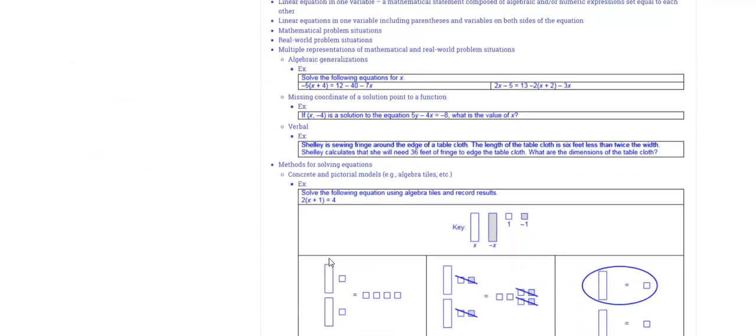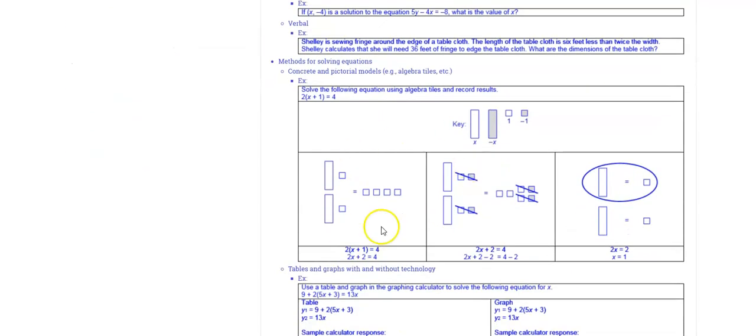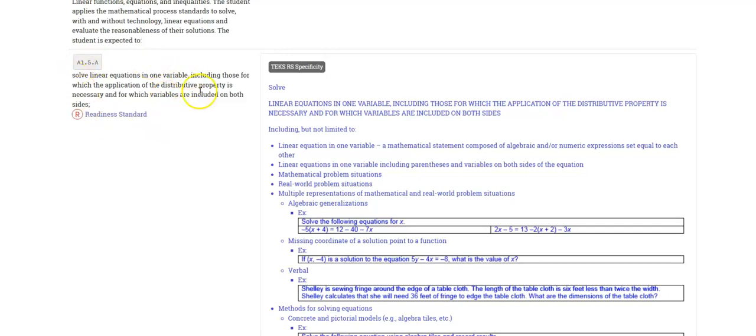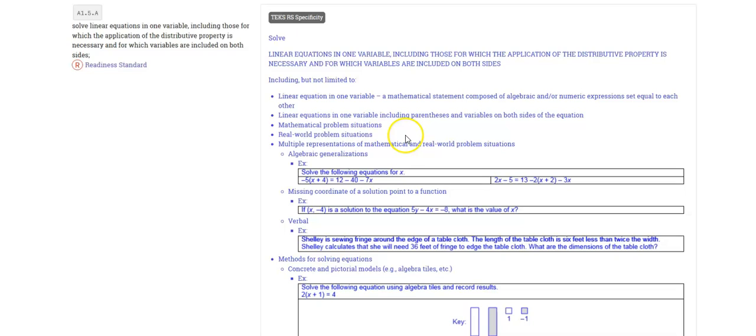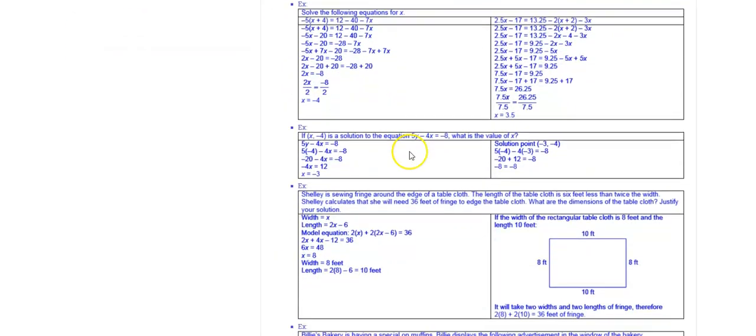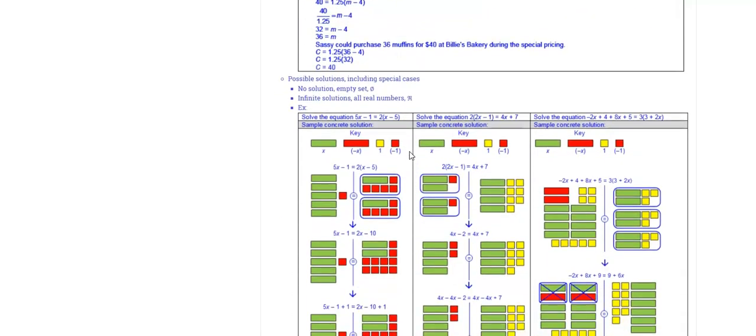But if you scroll down, notice you have concrete and pictorial models required in the TEKS, but it didn't say anything about needing concrete models or using concrete models in the TEKS wording in the beginning. But when you go to the clarification document, there is major use of concrete models and technology.